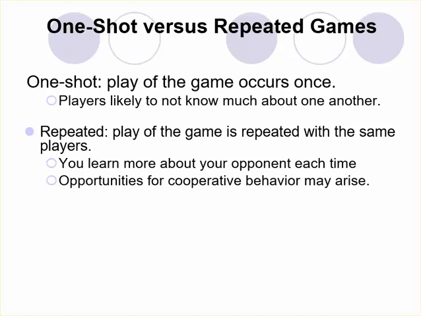Games can also be one shot or they can be repeated. In a one shot game, obviously, the game occurs just once, and very likely the players don't know very much about each other. Now, when it's repeated with the same players, you learn more about your opponent each time. So you can predict things. And since we know each other, we might actually become cooperative.